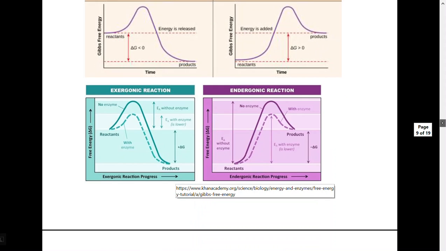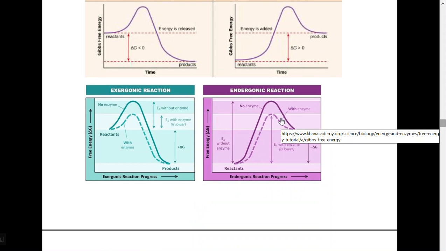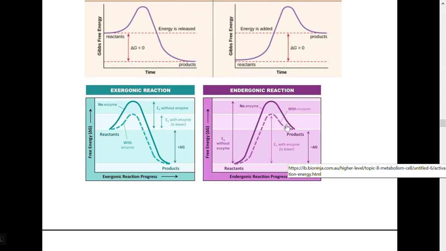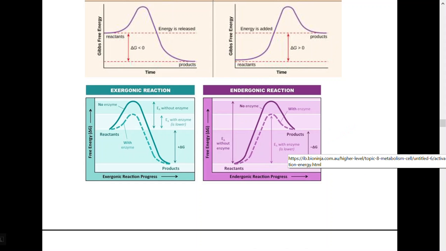But how can we make these processes more efficient? The answer is have enzymes. And that's what these show. These show that this inefficiency, this activation energy, is going to be lower if you have an enzyme, for both endergonic and exergonic reactions. This shows you the dotted line with an enzyme, the solid line without an enzyme. And so, in the end, you want to have an enzyme. Enzymes are going to be good for the cell.